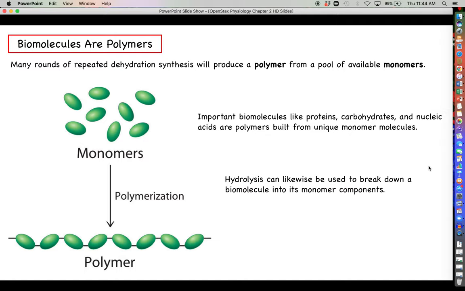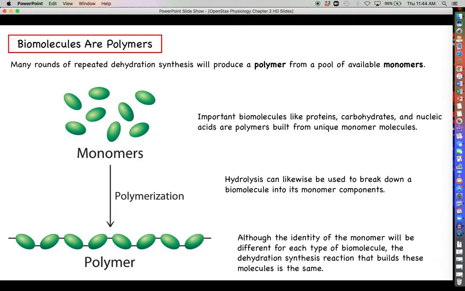out of nucleotides. And then similarly, if you have a very large polymeric molecule like a protein or like a carbohydrate, you can use enzyme-catalyzed hydrolysis to break those covalent bonds and reconstitute the individual monomer components. And like I said, although the identity of the monomer will be different for each kind of biomolecule, the concept of how these biomolecules are built and broken down is always going to be the same. Dehydration synthesis to build them up, hydrolysis to break them down.